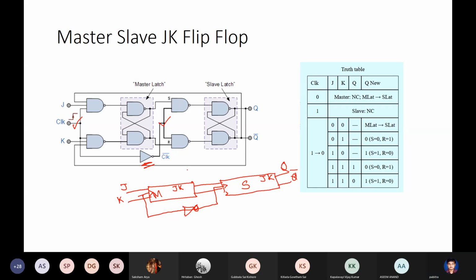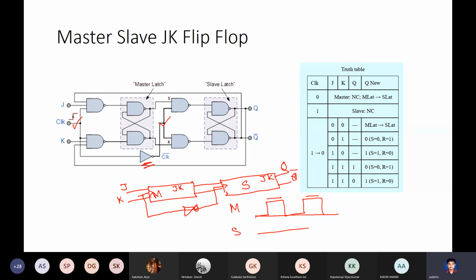So what is the advantage? If we look at the clock as an enabler, the master JK changes only when the clock is on. Let's say this is the clock is on period, and this is the clock is on period. Only then does whatever change in the output happen. Let's say this is the output. Those kinds of changes happen.